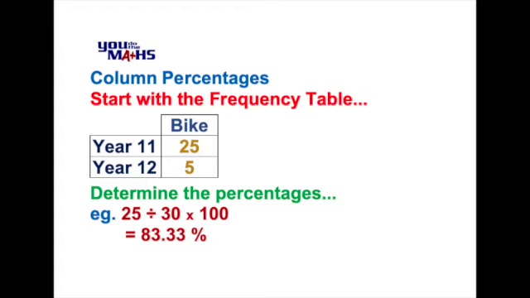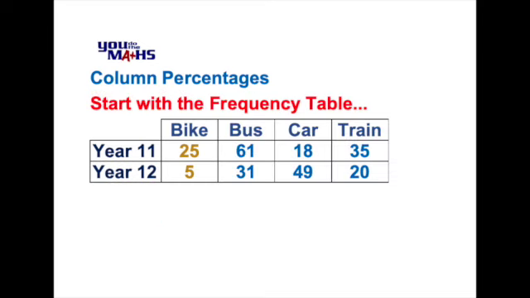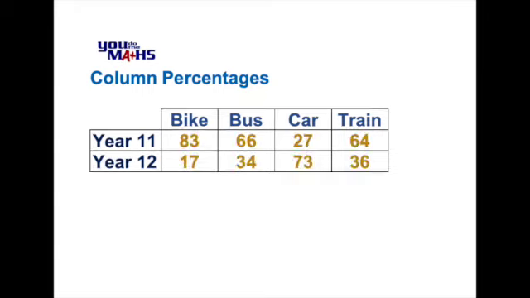Now it'd be wise to pause here and see if you can work out the column percentages for the bus, car and train, and see if you agree with our results coming up. So just to remind us what we're basing our column percentages on, here's the frequency table, and the results that you should have got for the different columns are shown here. So that completes the column percentages.